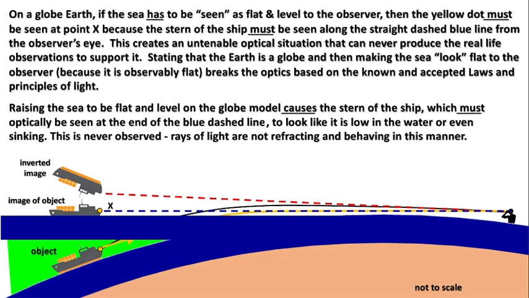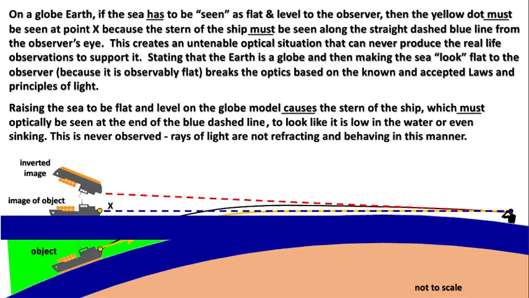On a globe Earth, if the sea has to be seen as flat and level to the observer, then the yellow dot must be seen at point X, because the stern of the ship must be seen along the straight dashed blue line from the observer's eye. This creates an untenable optical situation that can never produce the real-life observations to support it. Stating that the Earth is a globe and then making the sea look flat to the observer because it is observably flat breaks the optics, based on the known and accepted laws and principles of light.